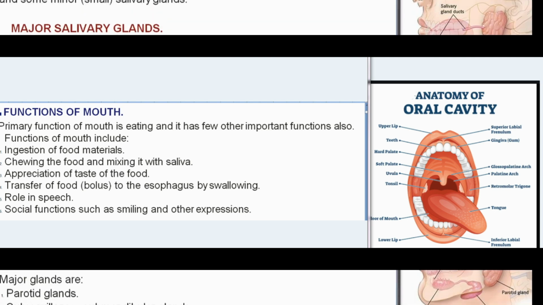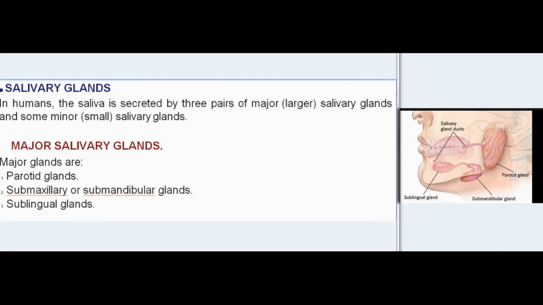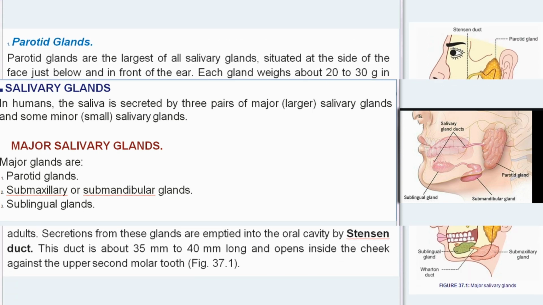other expressions. Salivary glands. In humans, the saliva is secreted by three pairs of major, larger, salivary glands and some minor, small, salivary glands. Major salivary glands. Major glands are parotid glands, submaxillary or submandibular glands, sublingual glands.